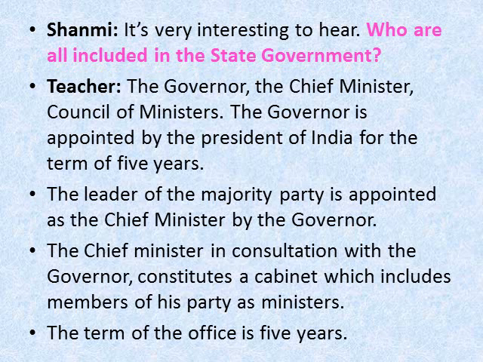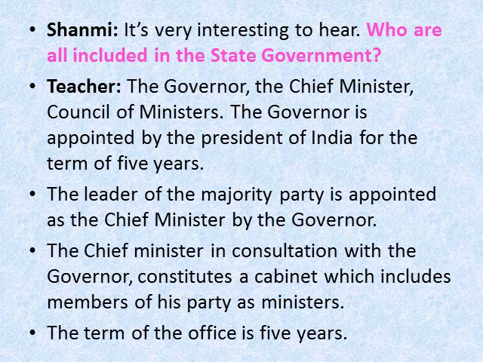So children, what all forms the state government? The governor, Chief Minister and the Council of Ministers. And who appoints the governor? It is the President of India who appoints the governor of a state. What is the term of the governor? His term is for 5 years.